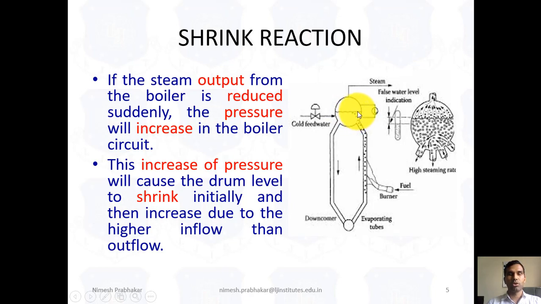The indicator indicates the water inside this drum is reduced, but actually the water is at the normal position. So in the swelling, the indicator shows the water inside this drum is increased, and in sinking, the water level indicator shows the water inside this tank is low, but the actual level of the water is the same. So this is the sinking and swelling effect of the boiler drum.